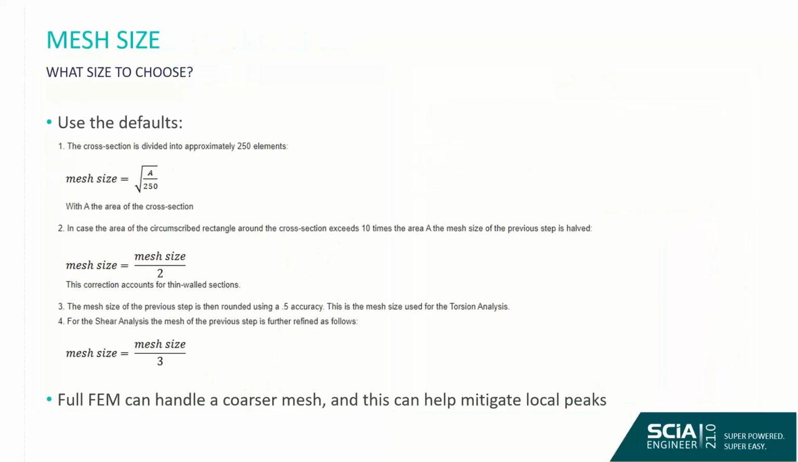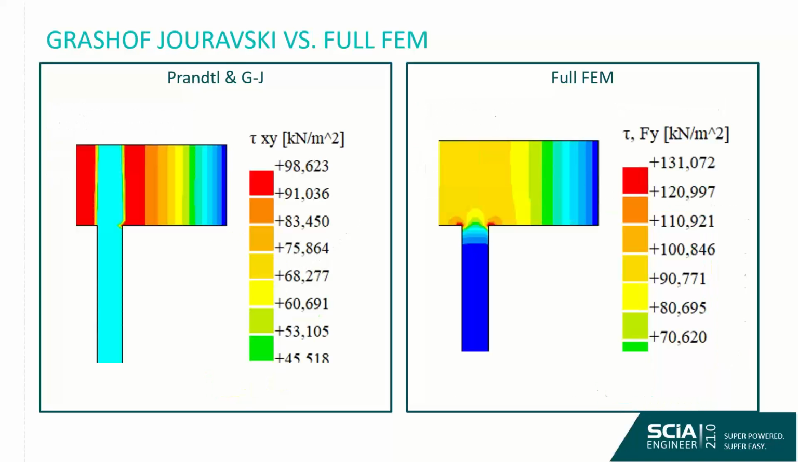Okay, so this brings us to mesh size. What mesh size should I use is an often asked question, but generally the defaults made by SCIA Engineer are quite good. I think I'm going a bit too slow. Yes, I am, so I will not go into detail, but use defaults. But if you have problems with local peaks in full FEM, you can try and have a coarser mesh as long as your main value remains approximately correct. Having a coarser mesh will decrease this local peak and give you values that you can work with better.